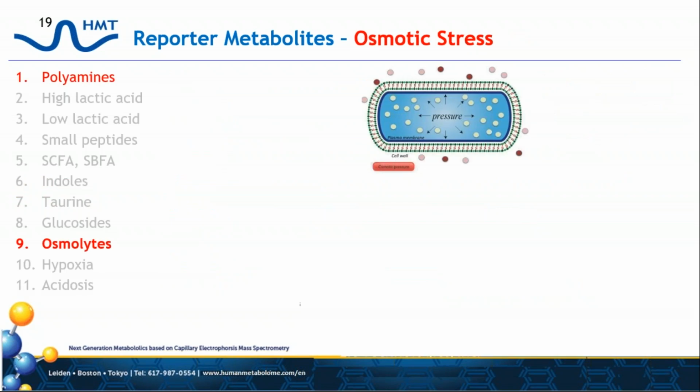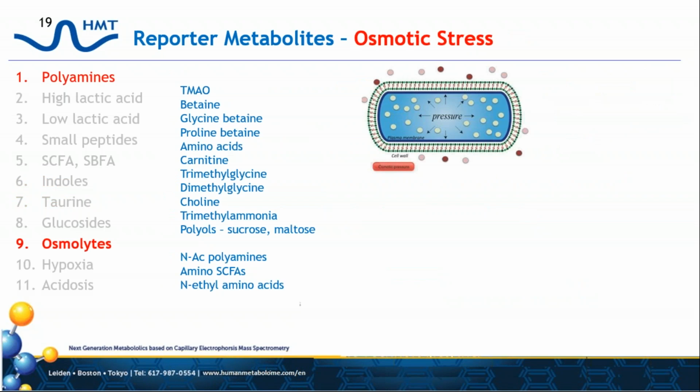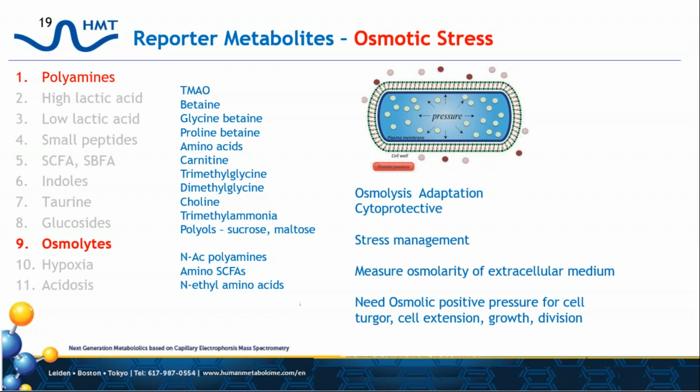Osmotic stress is an important clinical phenotype that we mentioned, associated with charged metabolites such as betaines, amino acids, and carnitines, as well as amines and precursors, all associated with the stress response. This is usually associated with cytoprotective response and osmolality of the extracellular medium.